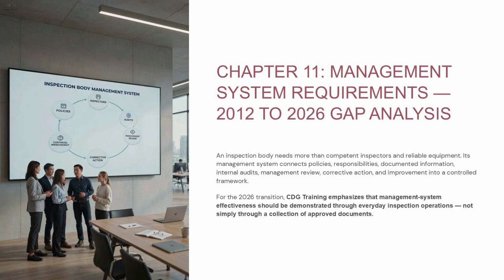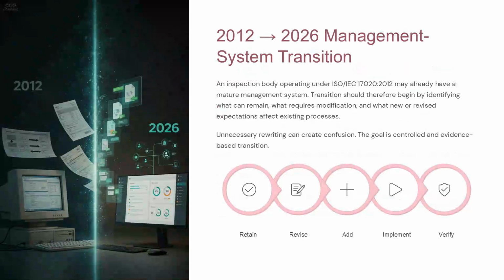For the 2026 transition, CDG training emphasizes that management system effectiveness should be demonstrated through everyday operations, not just documented procedures. Transitioning from ISO IEC 17020:2012 to 2026 involves identifying what remains, what needs modification, and what new expectations exist. The goal is a controlled, evidence-based transition without unnecessary rewriting.